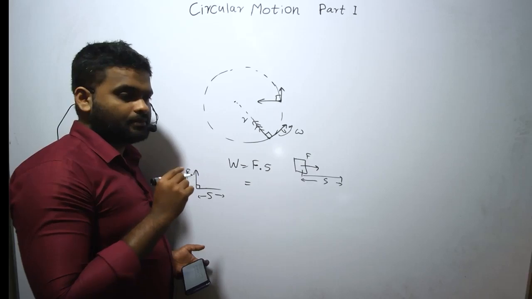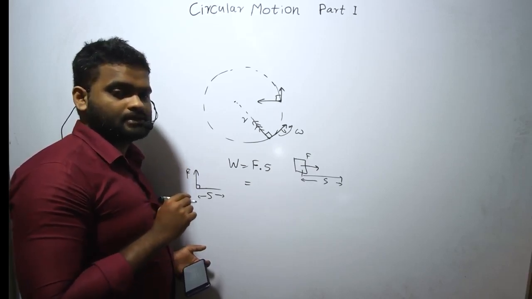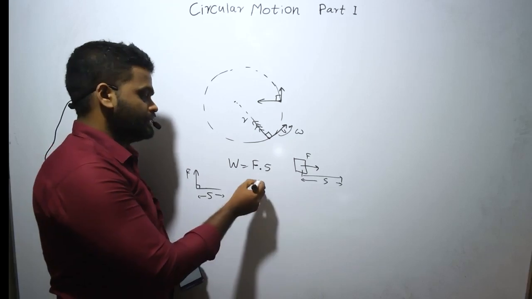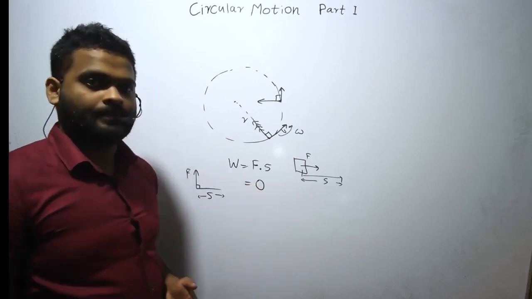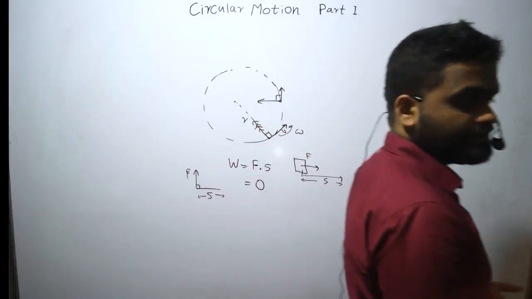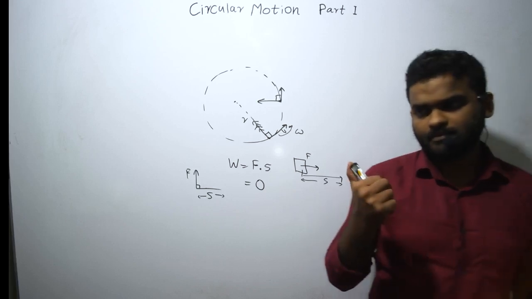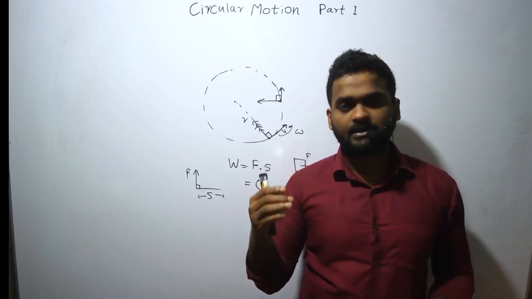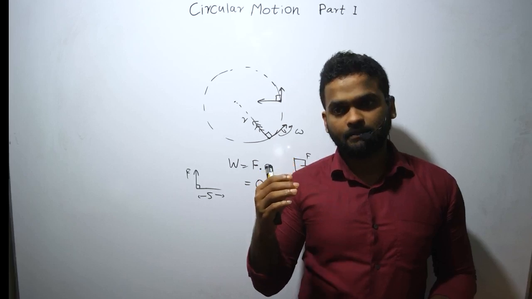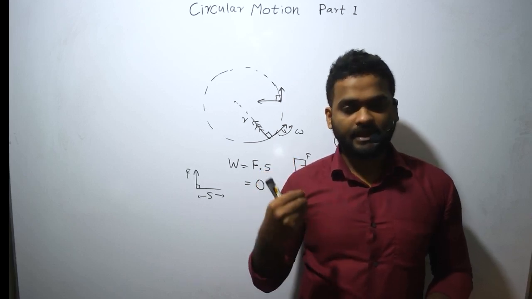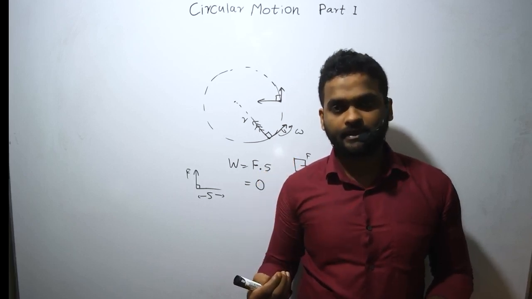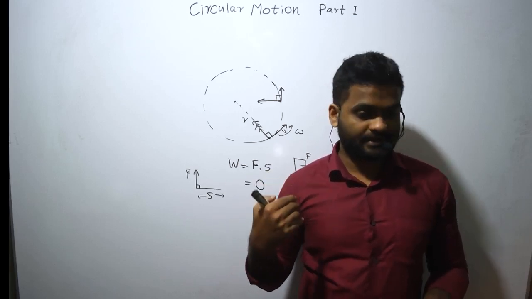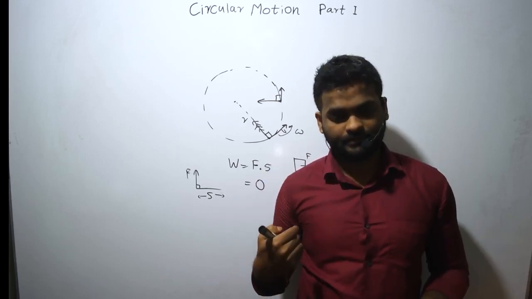So can a perpendicular force do work given that displacement to this side? No, right? So it is 0. Understood? So you can see that for uniform velocity, the work done by the centripetal force is 0 always, right? Not centripetal acceleration, I mean centripetal force. The work done by the centripetal force is 0, right?